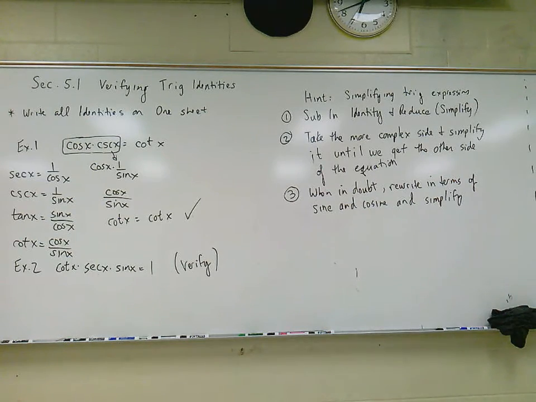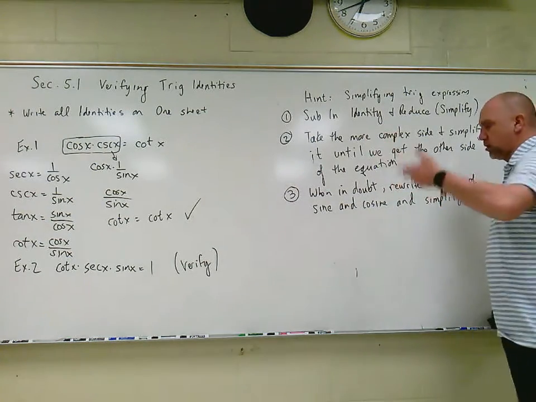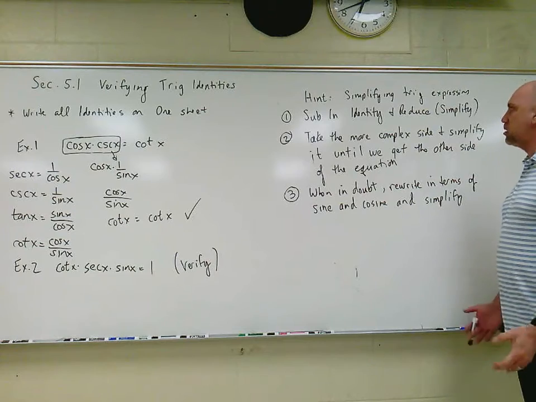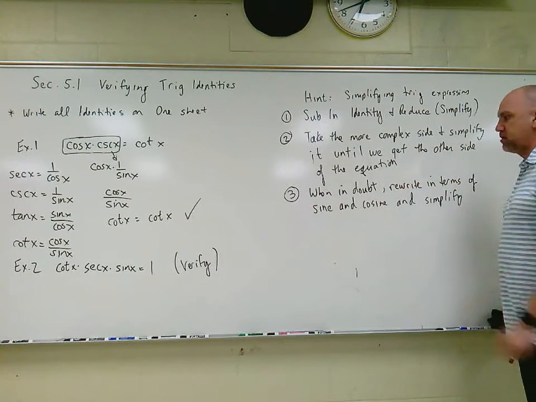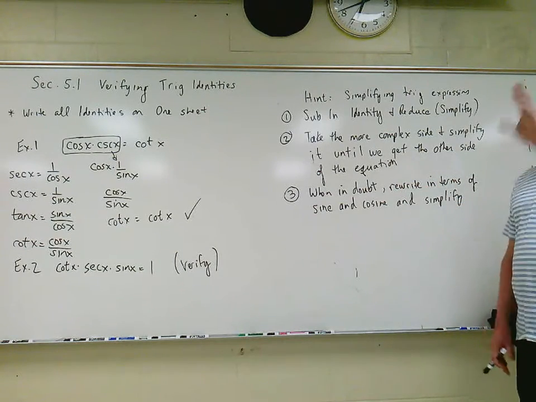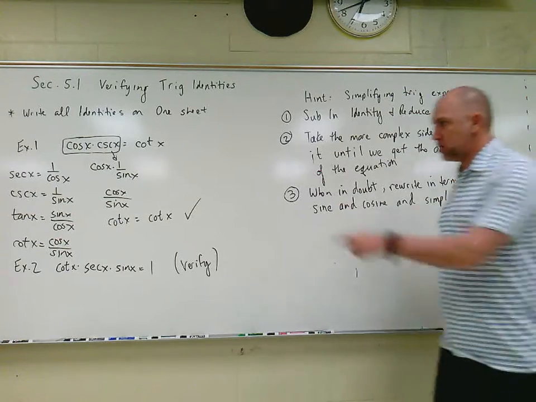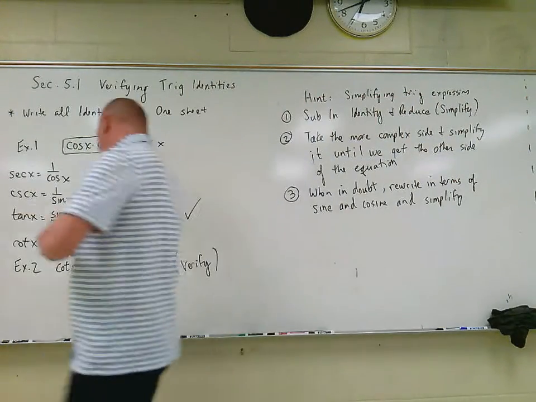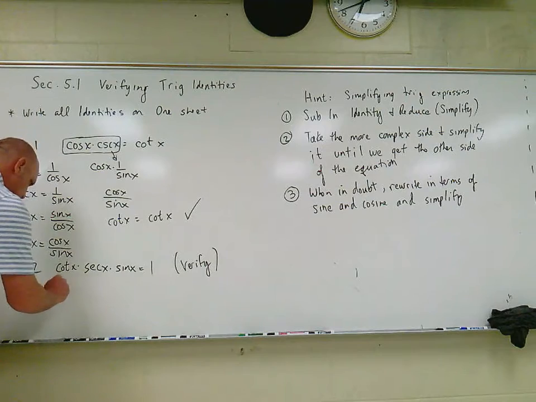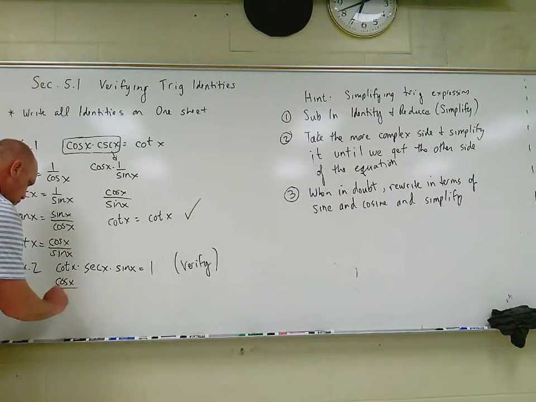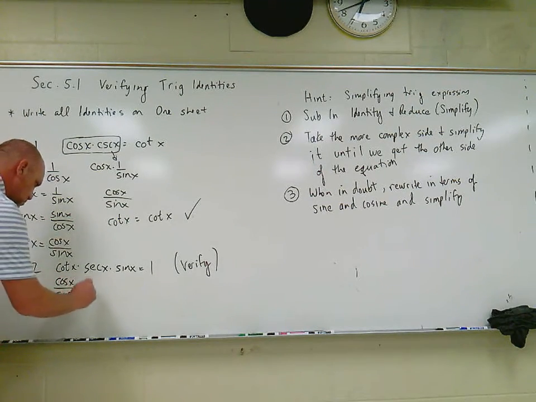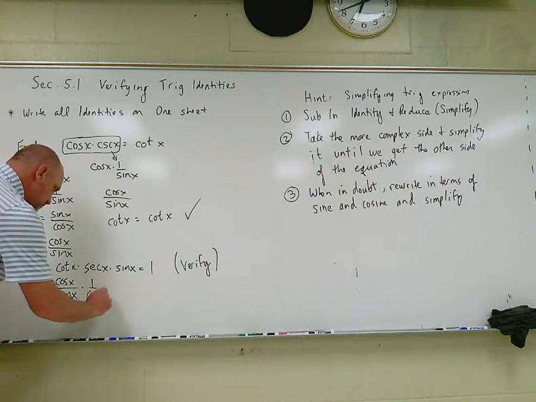This is the type that I'm hoping you'll take these hints. We're going to sub in identities, and if we're not sure what to sub in, rewrite everything in terms of sine and cosine. That means if I have sine, I leave it alone. So what can cotangent be written as? Cosine over sine. What can secant be written as? And then you have times sine.